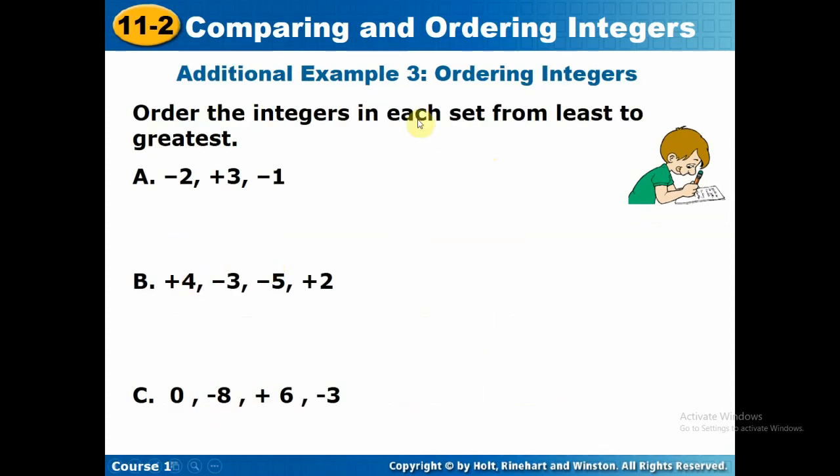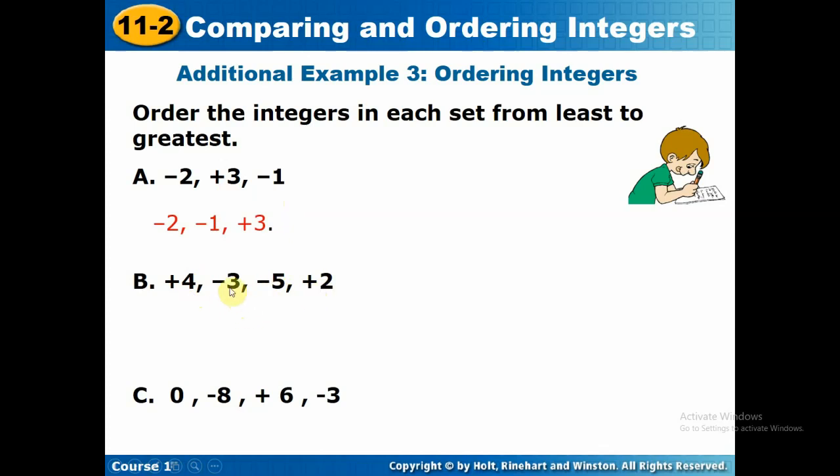Now order the integers from least to greatest. From least, we start by the negative numbers firstly. Negative 1 and negative 2, the least number is negative 2 and then negative 1 and then after that positive 3.